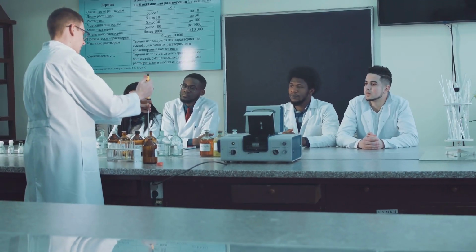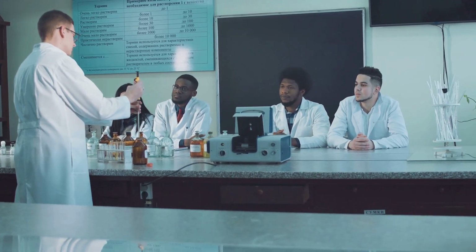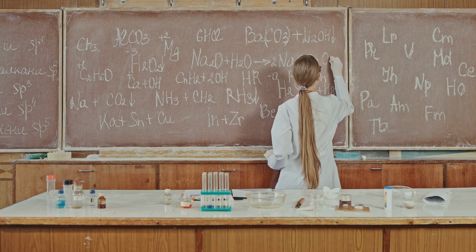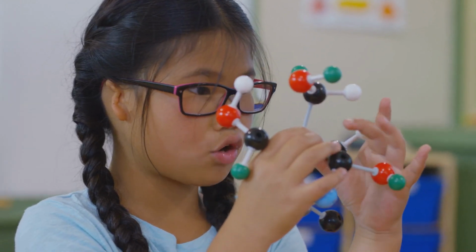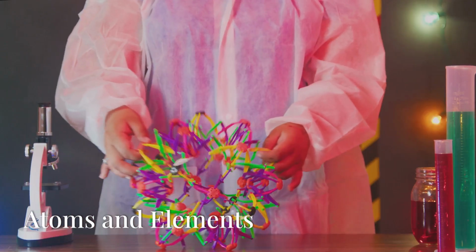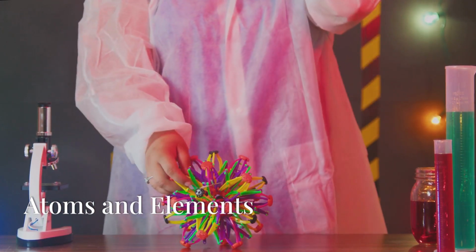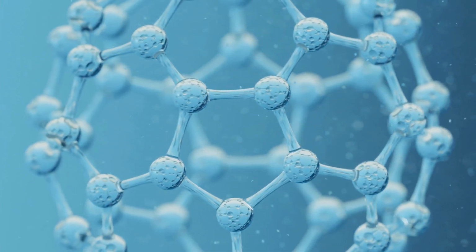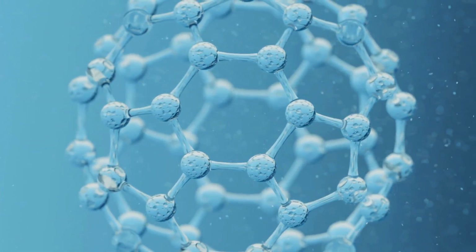Alright class, today we're going to dive into the fascinating world of chemistry by exploring the differences between elements and compounds. So, let's start by talking about atoms and molecules. Atoms are the building blocks of matter. They are the smallest units of an element that still retain the properties of that element.